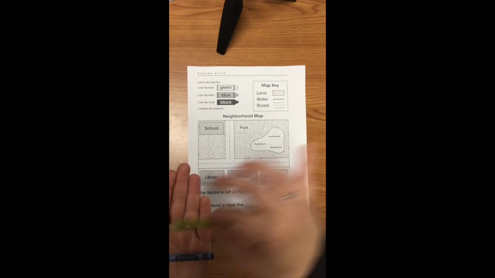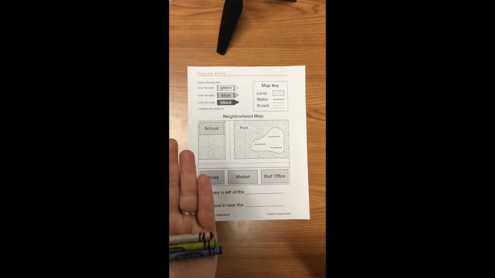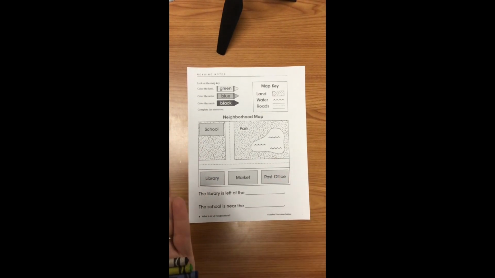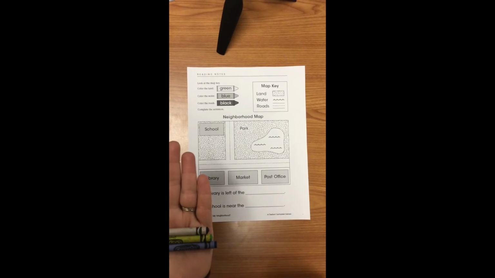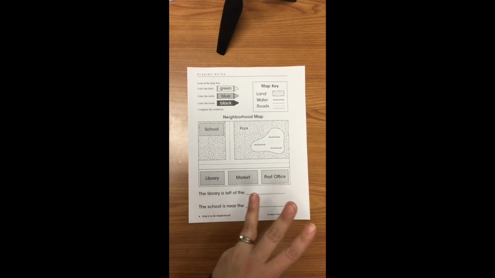Blue, green, black. You do not have this paper. Yours is on Seesaw, so don't forget that. But you're going to be using these 3 pen colors today. So you are going to be coloring land, water, and roads on your neighborhood map.